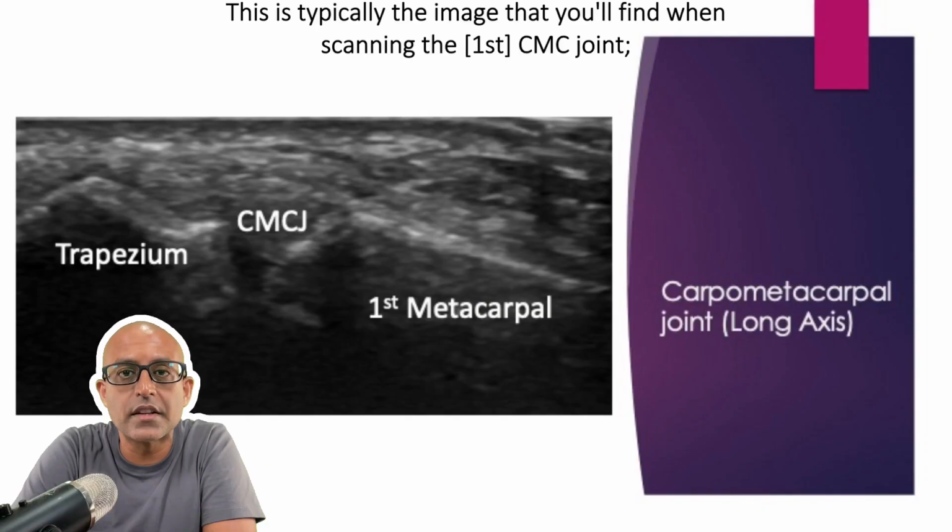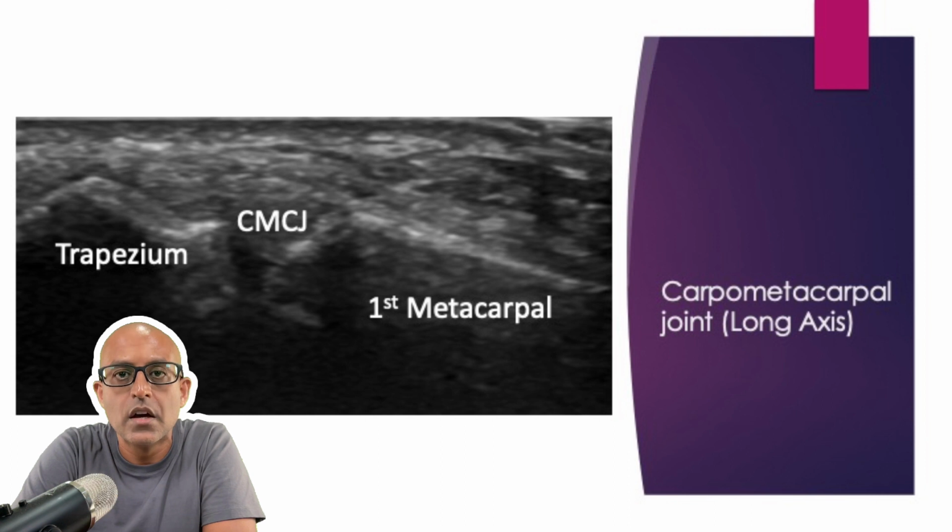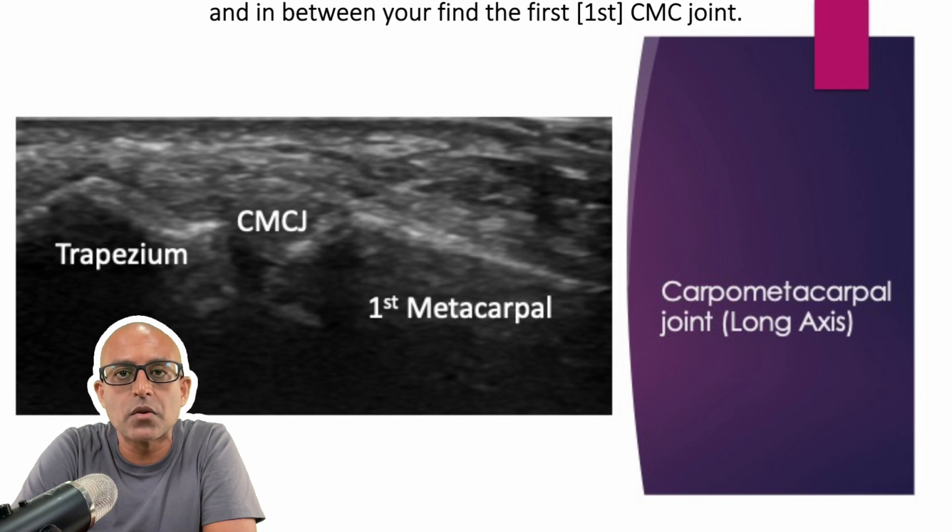And this is typically the image that you'll find when scanning the CMC joint. You'll find the first metacarpal, the trapezium, and in between you'll find the first CMC joint.